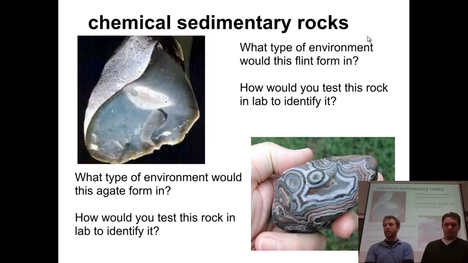All right, and then we've got flint and agate. These should be pretty similar, they're kind of the same process. Flint is just another variety of the chert that we saw, a little bit darker. Same type of test: super hard, and it's got the conchoidal fracture.